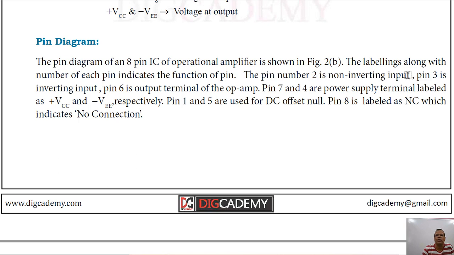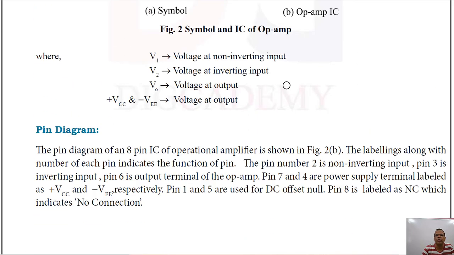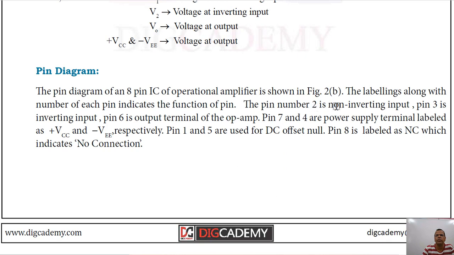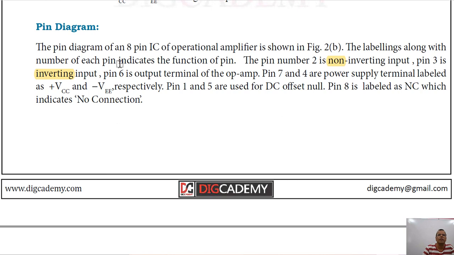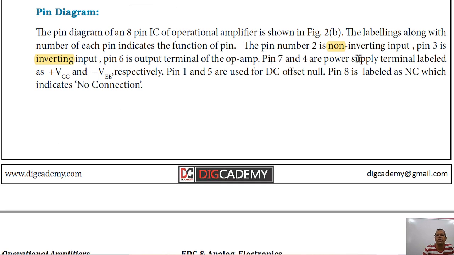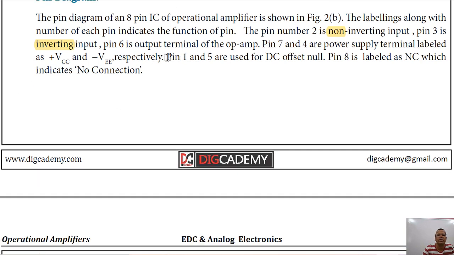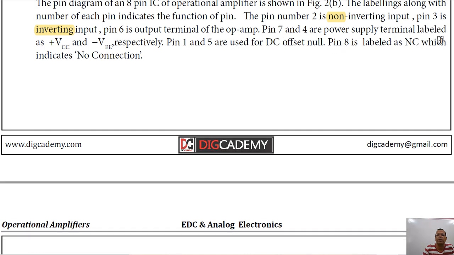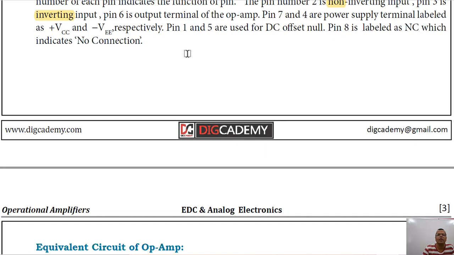Pin number 2 is the non-inverting terminal, pin number 3 is the inverting terminal. Sorry, pin number 2 is the inverting terminal, so we need to make a correction here. It has to be changed, and pin number 3 is the non-inverting terminal. Pin number 6 is output. Pin number 7 and 4 are power supply terminals. Pin number 1 and 5 are used for DC offset null, and pin number 8 is NC, that is, no connection.